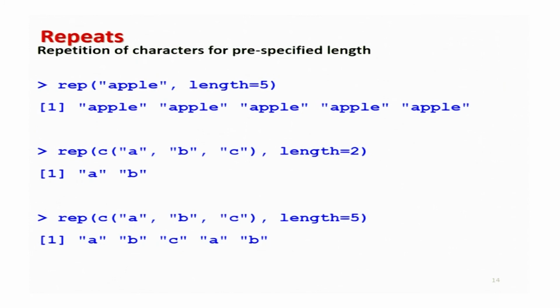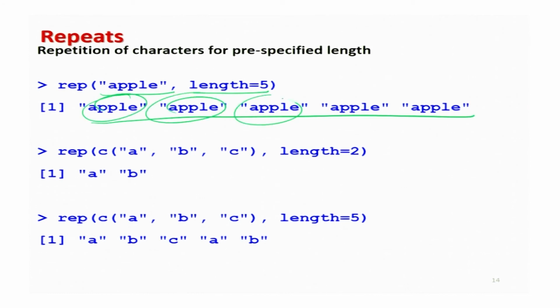And the same thing will also happen with the characters. If you try to take the character, say, apple, and you try to repeat it 5 times, you will get apple 5 times. You can see here 1, 2, 3, 4 and 5.